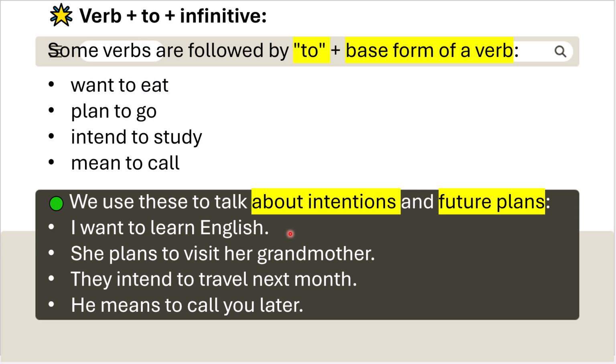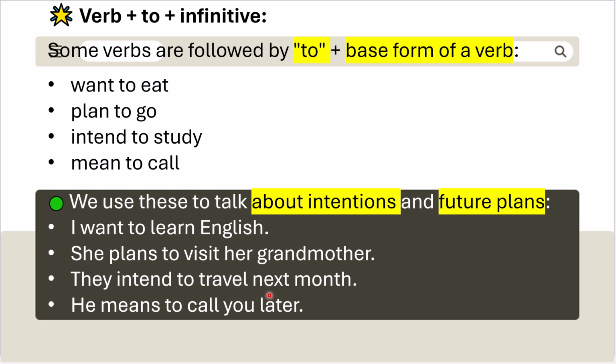So here it is showing your intention about your future plans, that you are interested to learn English. I want to learn English. She plans to visit her grandmother. So now someone is planning to visit their grandparents. So she plans to visit her grandmother.